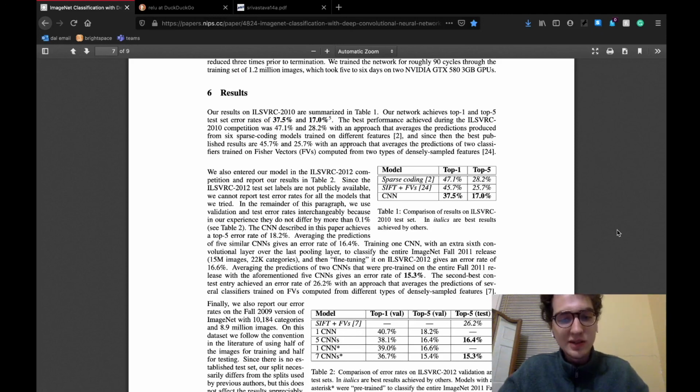The results basically summarize how this specific model was able to destroy a bunch of other models in the competitions, and by that I mean it generally just had a higher classification accuracy.